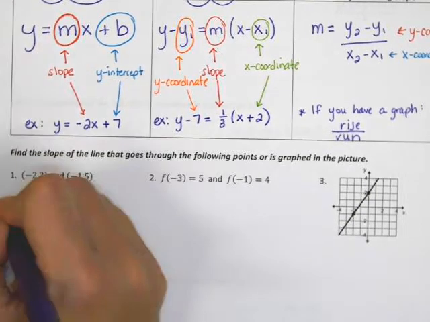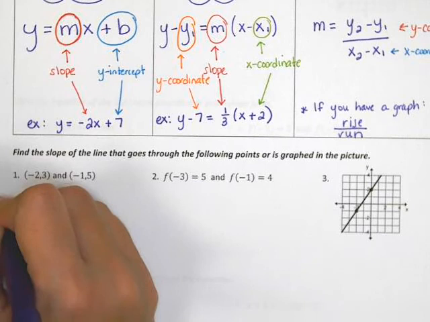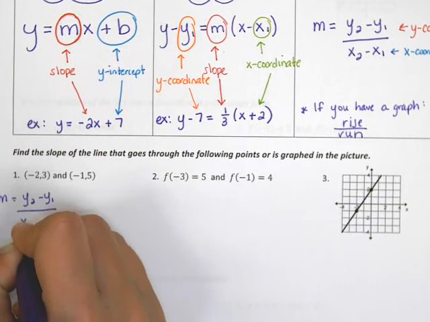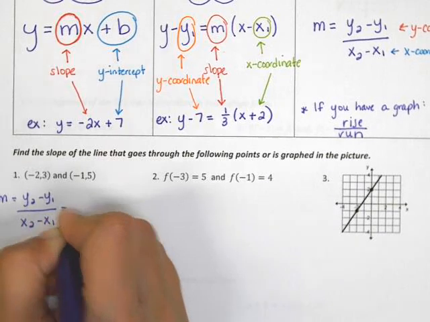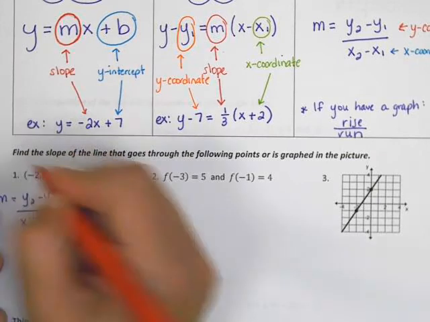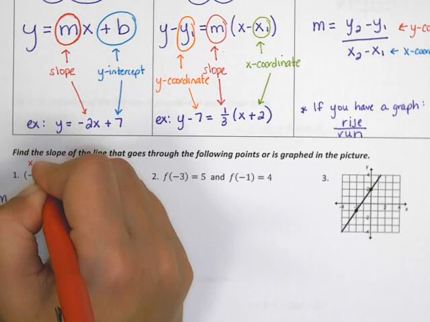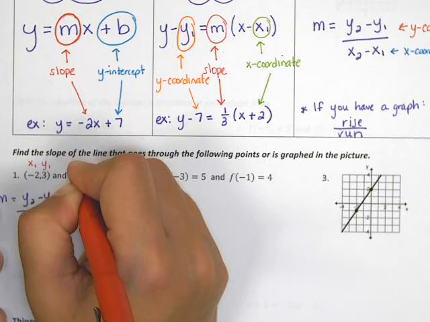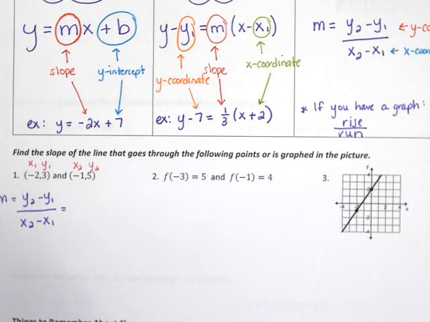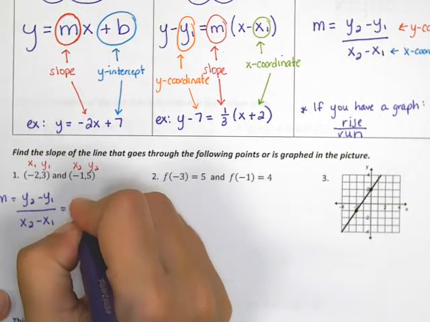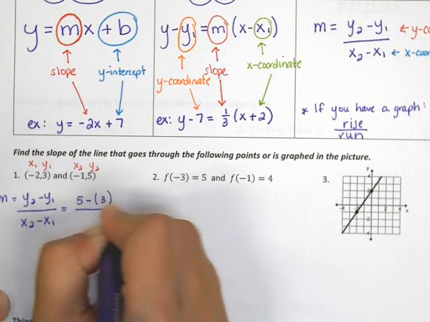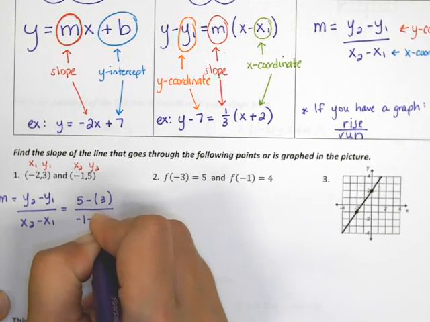So for option number 1, where we don't have a picture, we're going to use our formula y2 minus y1 over x2 minus x1. Now, sometimes we can start by labeling in the points what numbers are what. So in the first point, we have x1, y1, and in the second point, we have x2, y2. If we take those numbers now and fill them into our equation, we're going to have 5 minus 3 over negative 1 minus negative 2.